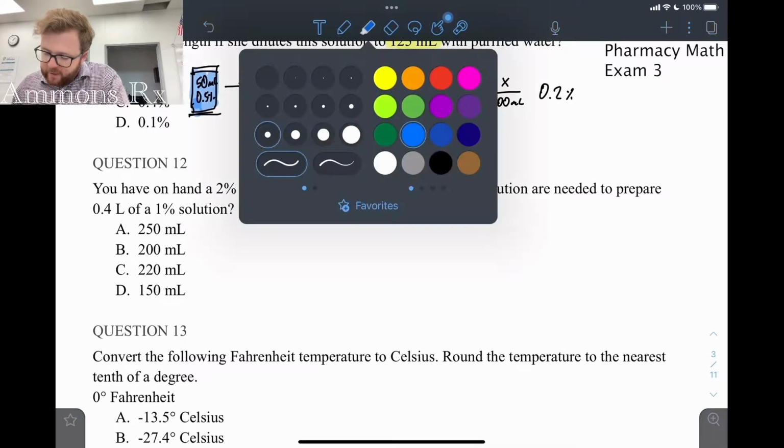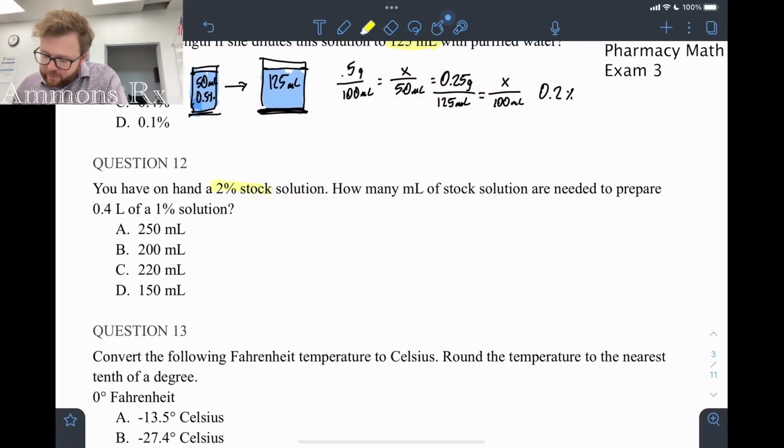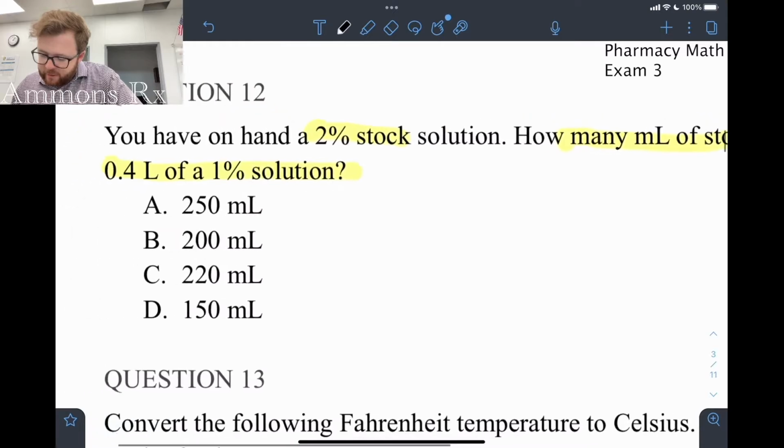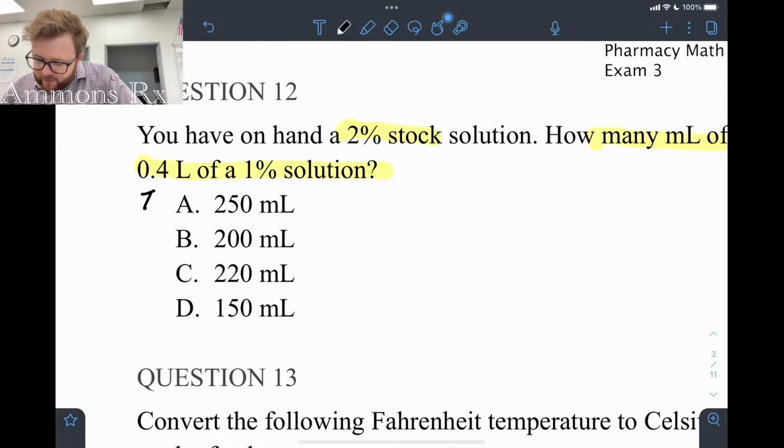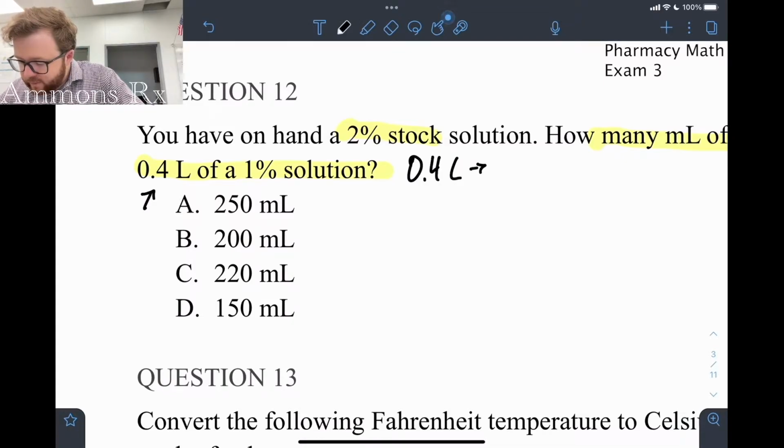You have on hand 2%. How many mils are needed to prepare 0.4 liters of a 1% solution? Okay, so right there, I already know just by looking at that, because my percent strength formula is in milliliters, I'm going to go ahead and convert that. 0.4 liters is equal to 400 milliliters. That's 0.4 times 1,000.